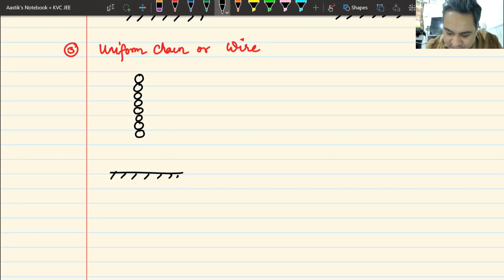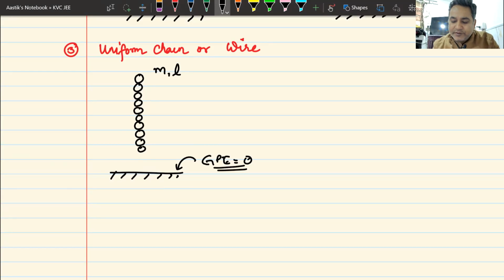So here is this chain, links of this chain. The mass of this chain is m, the length of this chain is l. Again, the gravitational potential energy at the reference point, which is ground, is taken as 0. Can you now tell me what would be the gravitational potential energy of the chain? Remember, the very important term here is uniform, that the mass is uniform. If the chain is not uniform, then the answer would change. Again, remember, it is always the center of mass. But in case of uniform, symmetrical things, the center of mass lies at the center.